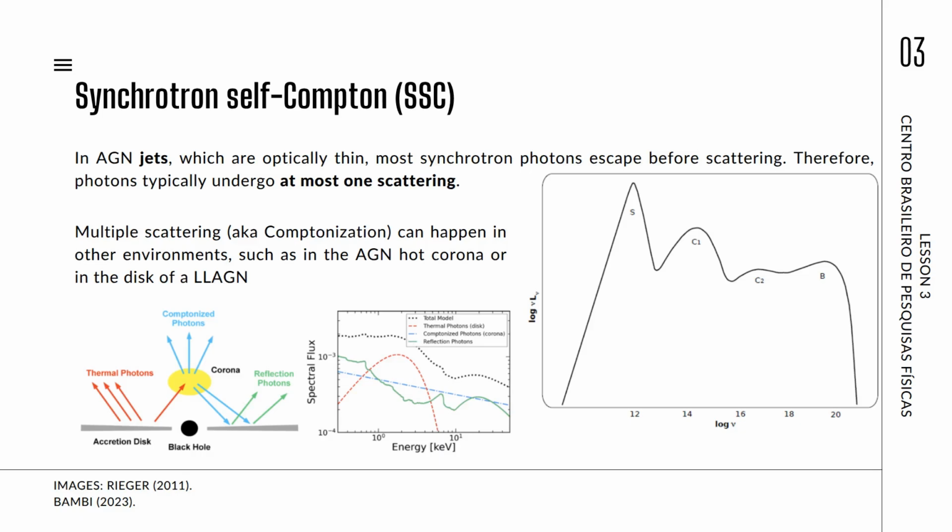And they can happen, for instance, in the corona of the AGN. Here the corona is represented as this yellow patch. We are never sure about the real shape of the corona, but sometimes you see it represented like this. So for instance, we have thermal photons leaving the disk, reaching the corona. Here they will be Compton scattered several times, and then they can be emitted to the observer or emitted downwards in the direction of the disk and be reflected to the direction of the observer.